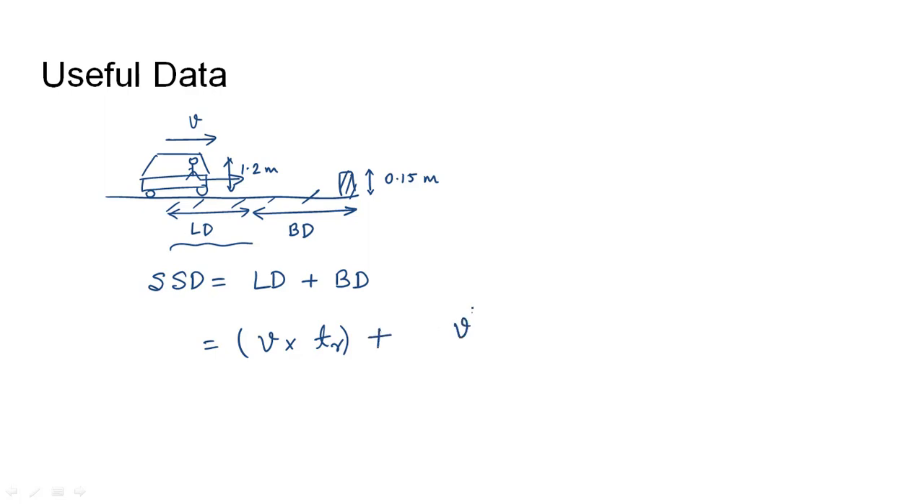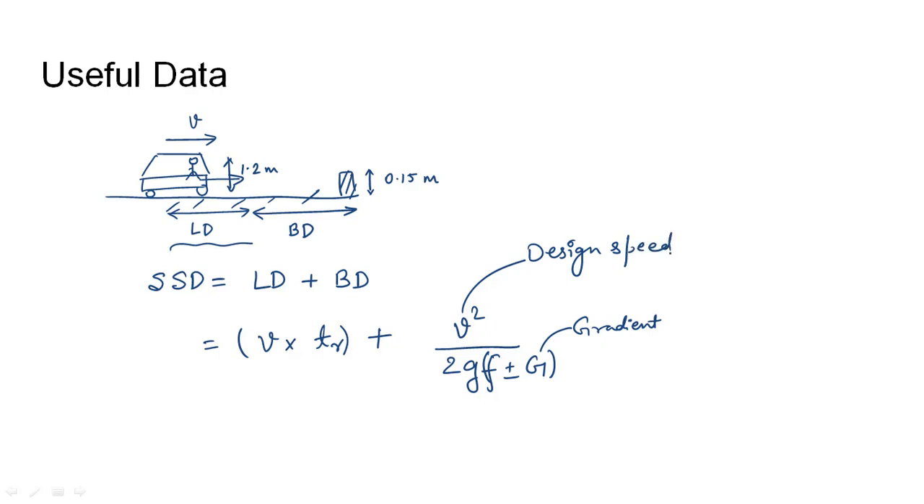Once he has processed the situation, he will apply the brakes, and the braking distance is given by V square by 2g(f plus or minus G), where capital G is the gradient, V is the design speed or the traveling speed of the driver. Here this is taken in meters per second. g is acceleration due to gravity in meters per second square. T is the reaction time, which is taken in units of seconds. This equation will be used to solve this problem.